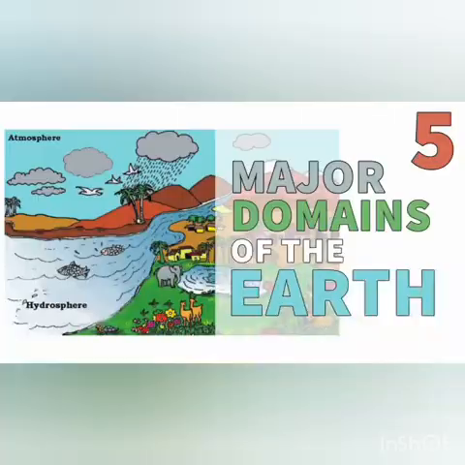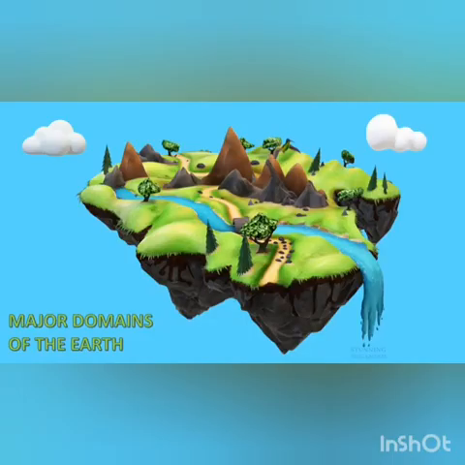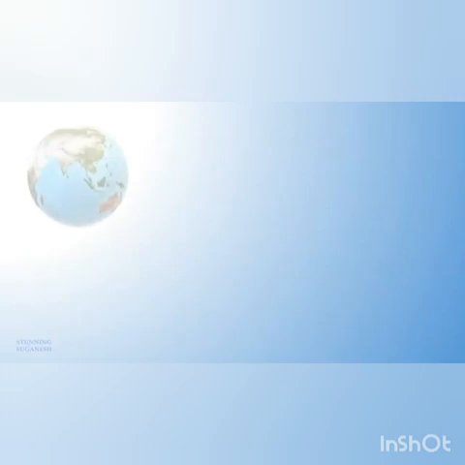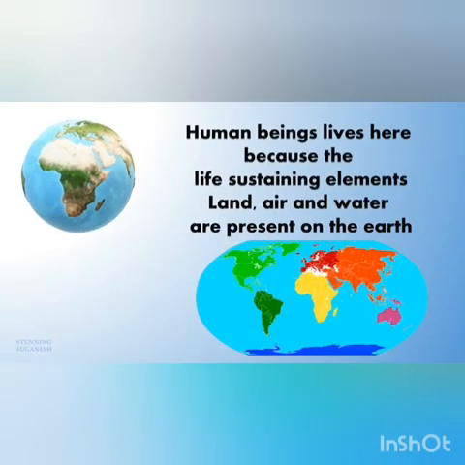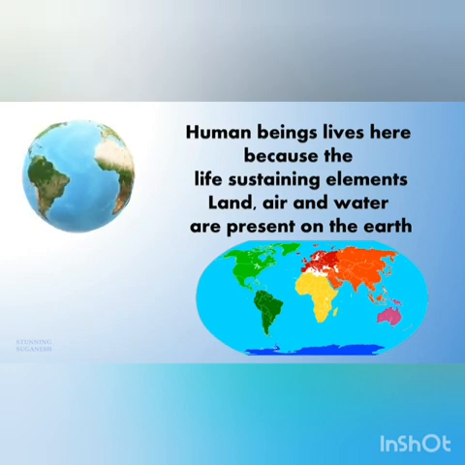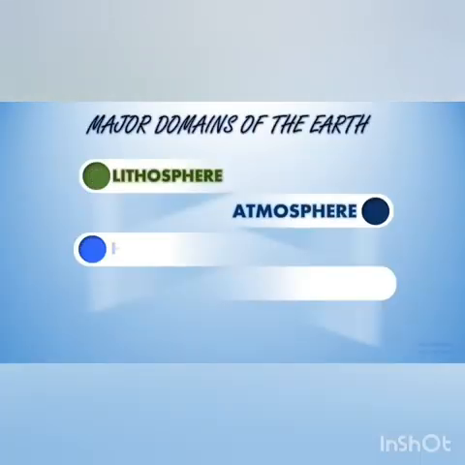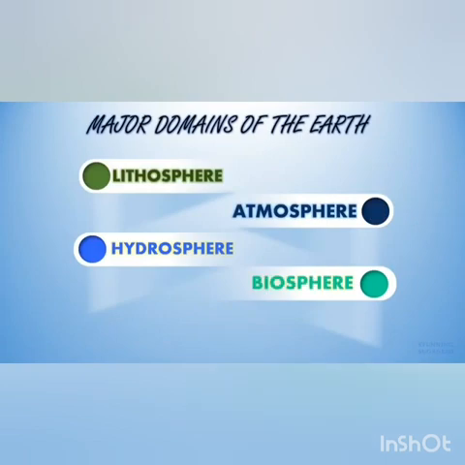So let's start. Geography chapter number 5, major domains of the earth. In this chapter we are going to understand the four major domains that are present on our planet earth. As we all know, our earth is the only planet which has life because of the presence of three main elements, that is land, air and water. Human beings can live here. So these three elements form the four major domains of the earth: lithosphere, atmosphere, hydrosphere and biosphere.